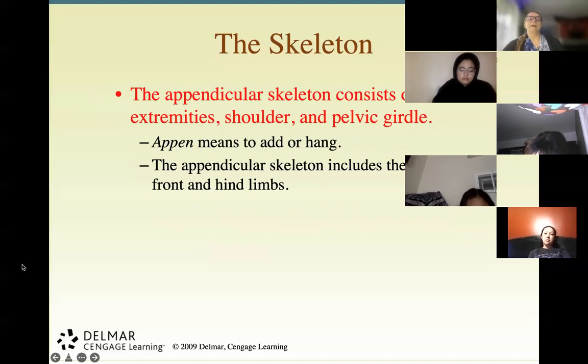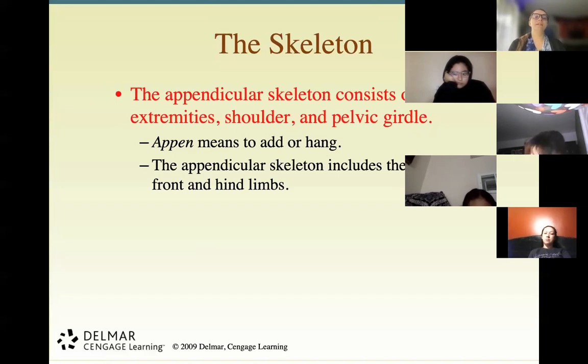Okay. Alrighty. Now, the second part of the skeletal system I wanted to talk about is the appendicular skeleton. And this is going to consist of all of the extremities. So think of like the shoulder, the pelvis, the pelvic girdle. So appen means to add or to hang. So think of how limbs kind of hang. They do hang off of our shoulders, they hang off of our hips. So any of those extremities.